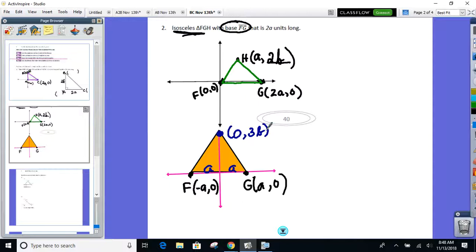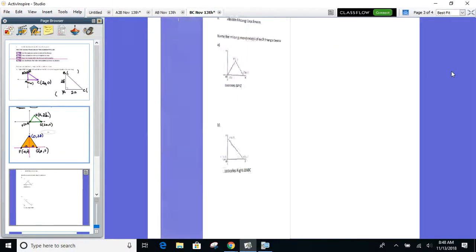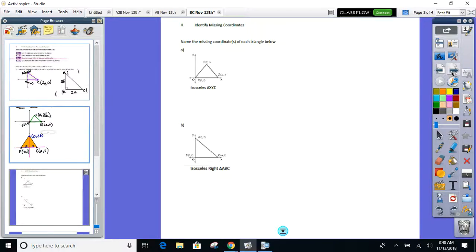Questions? Designing your own, because I'm going to design one for you now. You just have to tell me what the missing coordinates are based on where I put the triangle. And I need my notes for this because I cannot see a darn thing on there.